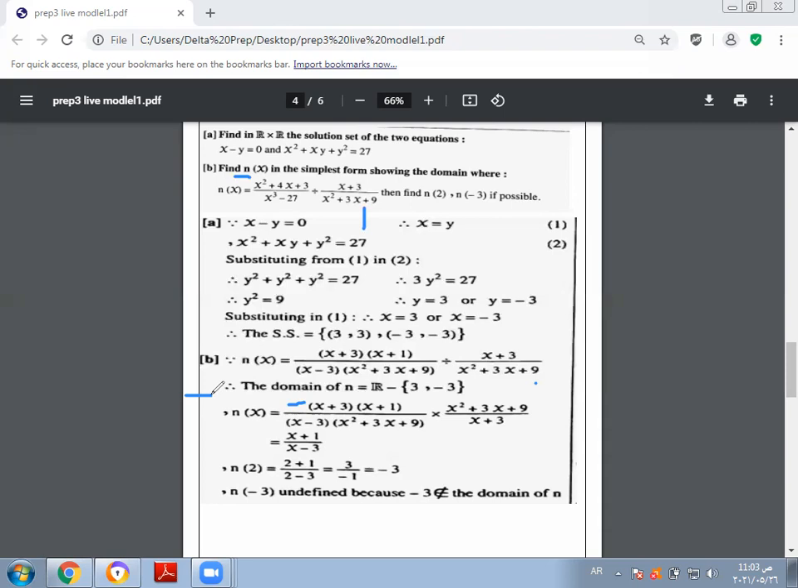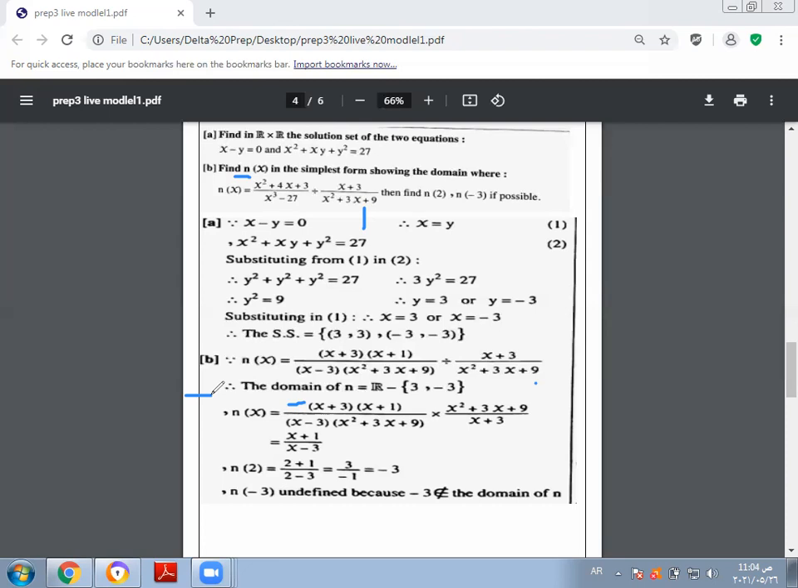Then we want to find the simplest form. We use the rule and convert the divide to times and replace the second fraction by its reciprocal. Well, n of x here will be x plus 1 multiply x plus 1, x plus 3 multiply x plus 1 over x minus 3 multiply x power 2 plus 3x plus 9, multiply x power 2 plus 3x plus 9 over x plus 3.